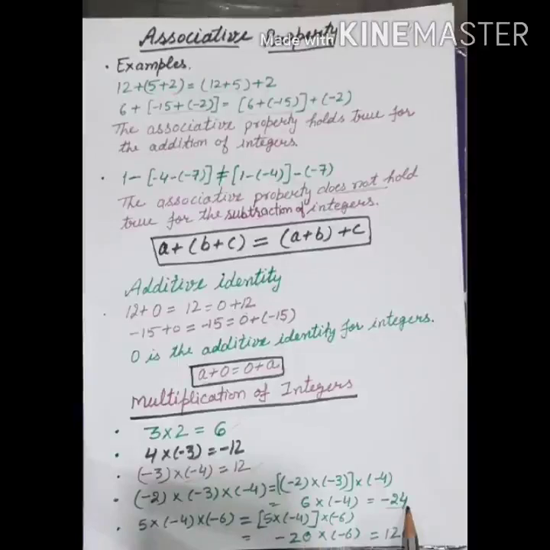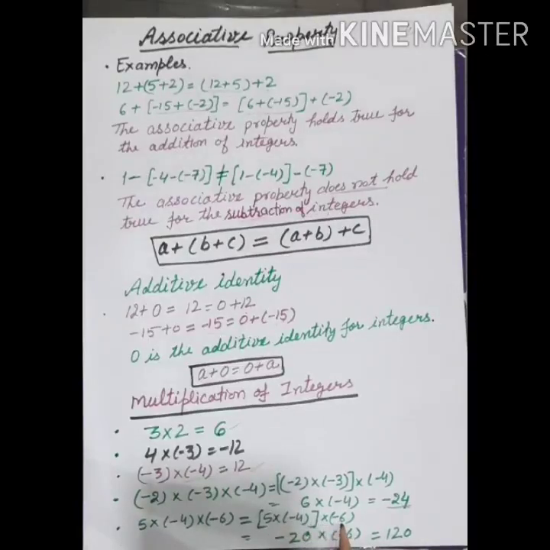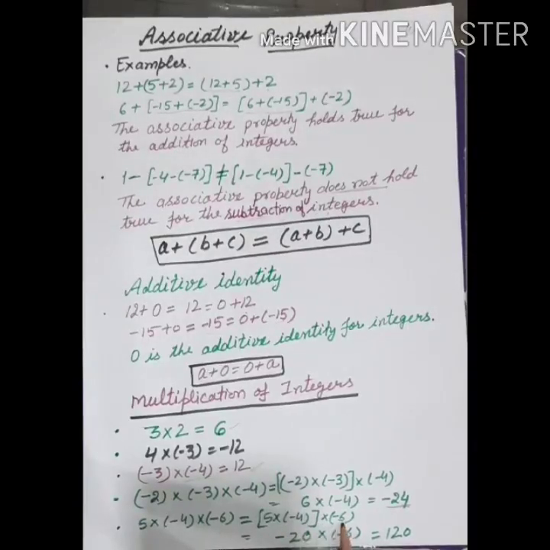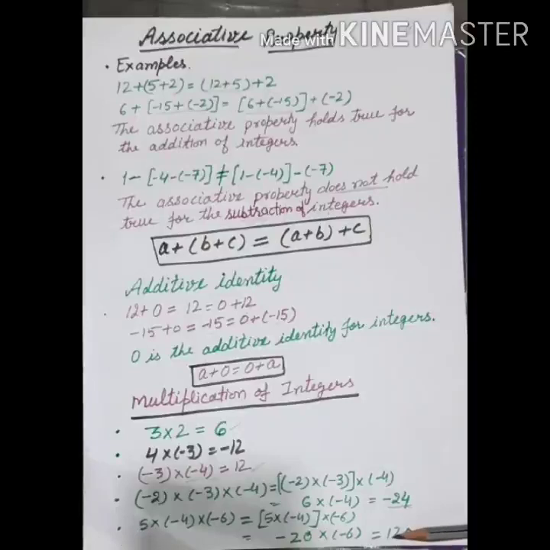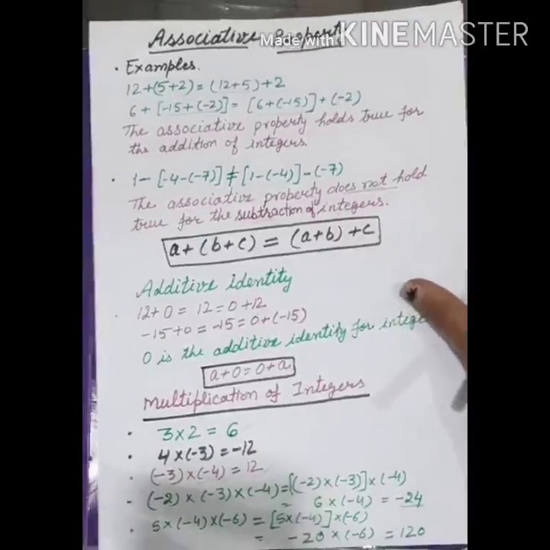Next example is 5 multiplied by minus 4 multiplied by minus 6, which is equal to 5 multiplied by minus 4, which becomes minus 20, multiplied by minus 6, which is equal to 120. If the number of negative integers in a product is even, the product is a positive integer.